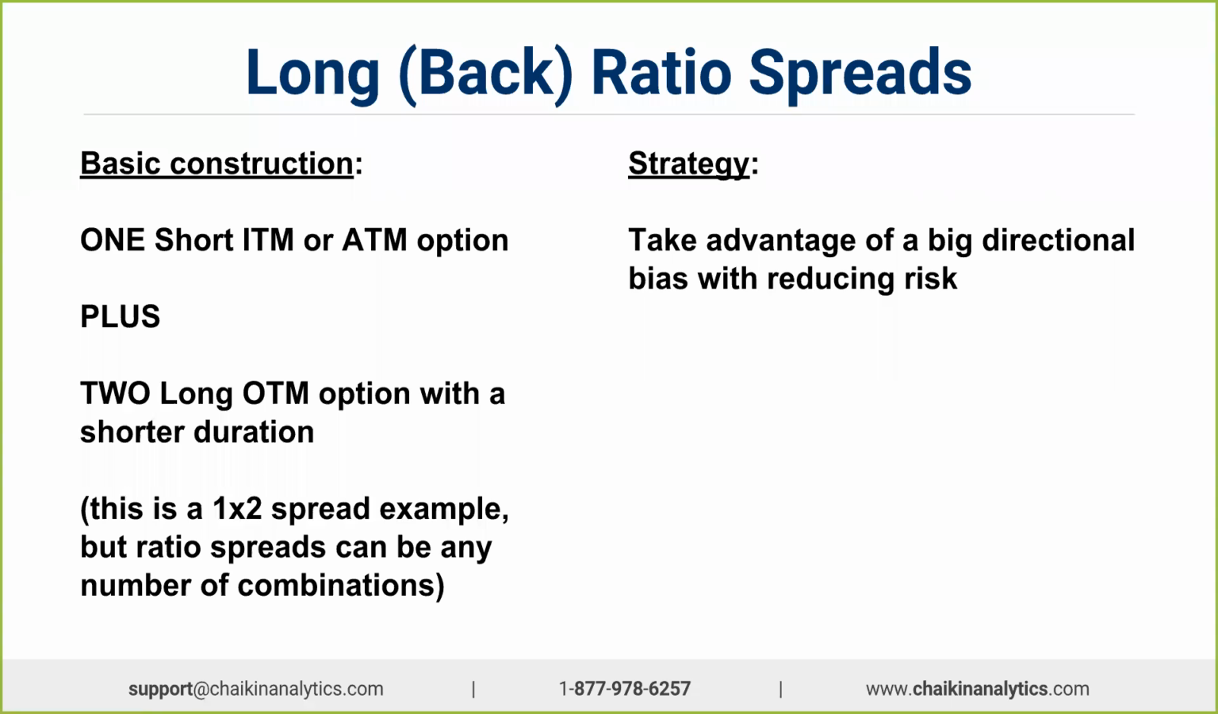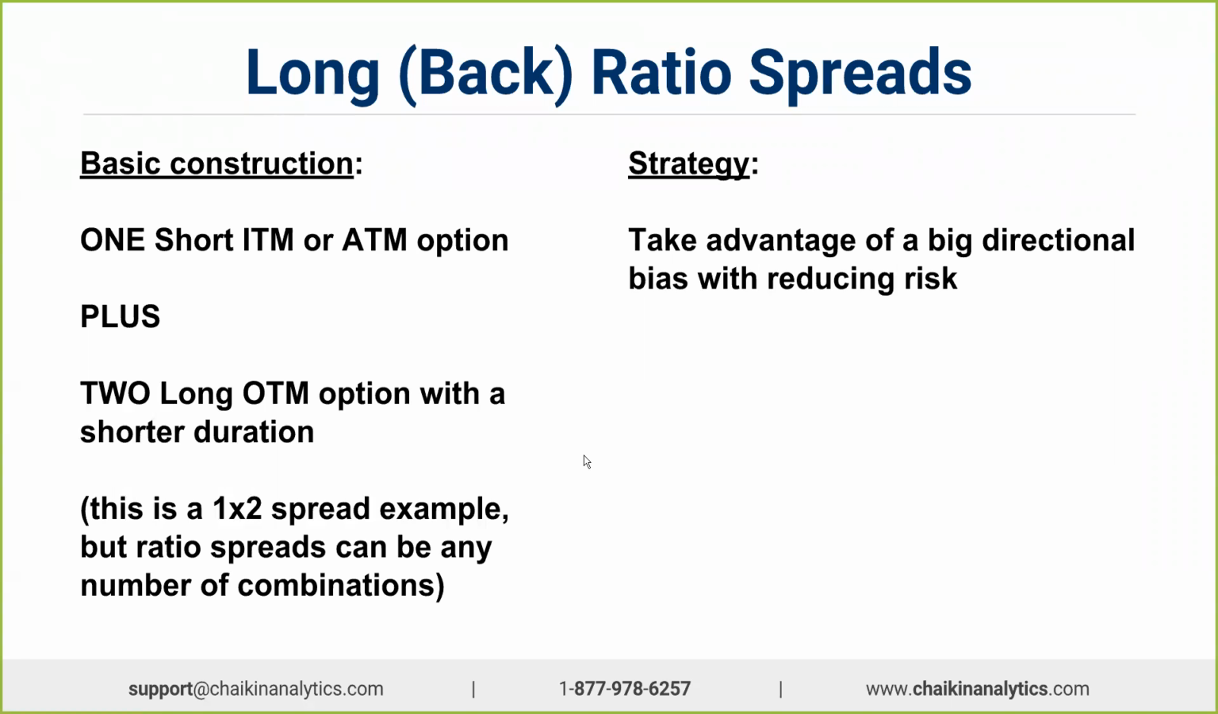With a back ratio spread, these are going to be done for a debit. You're going to short one in the money or at the money option, and then you're going to have two long out of the money options. We're coming into earnings season. This is a strategy that takes advantage of big directional moves by reducing our risk. It's usually a very low cost way of playing a directional move.